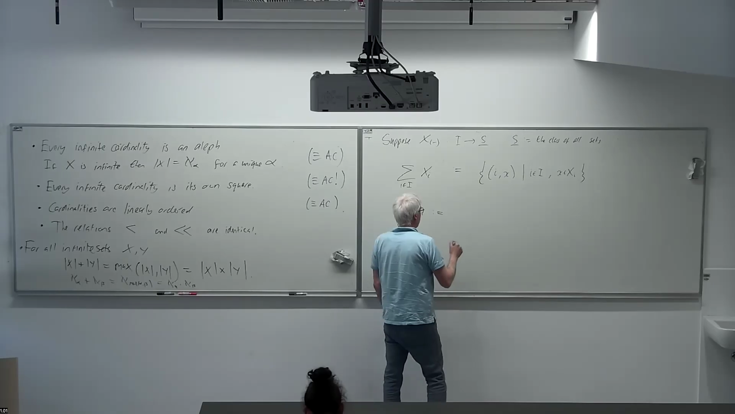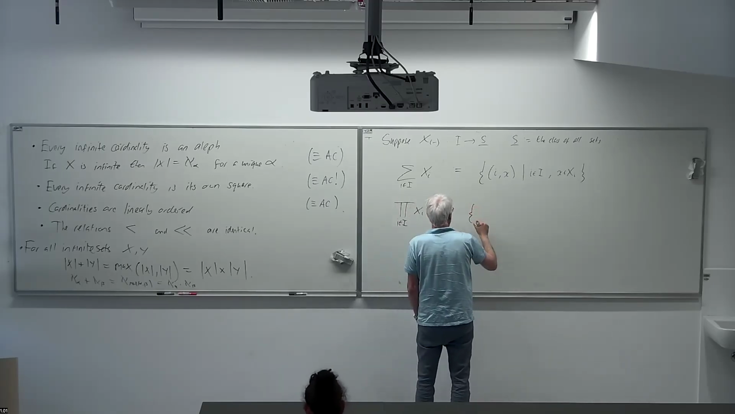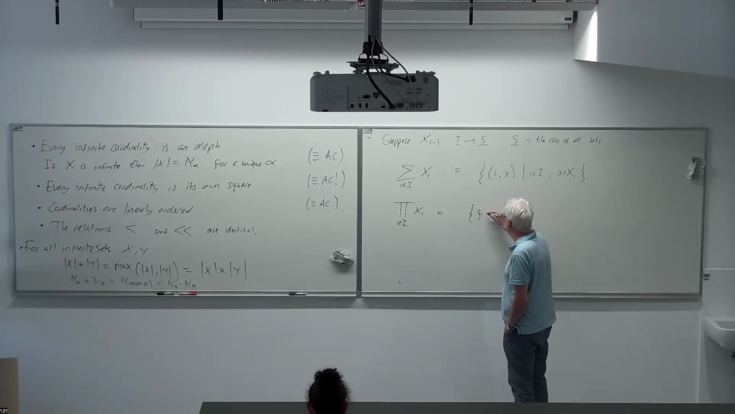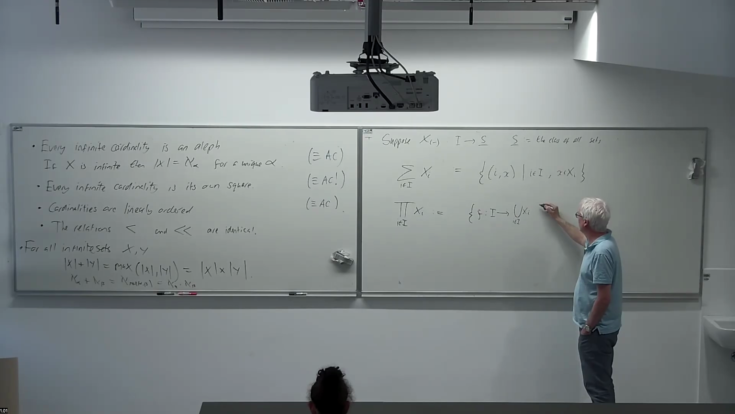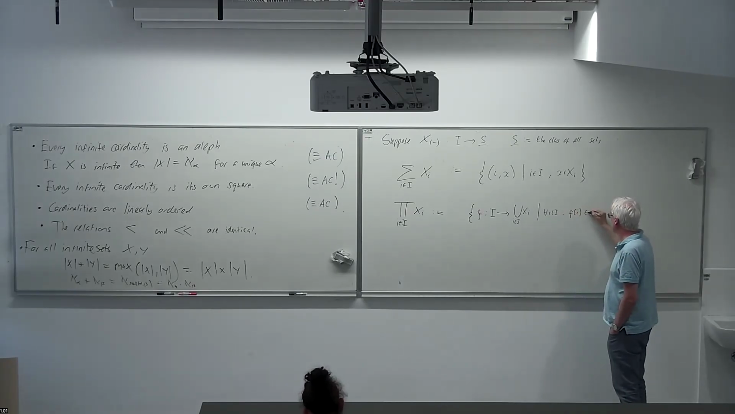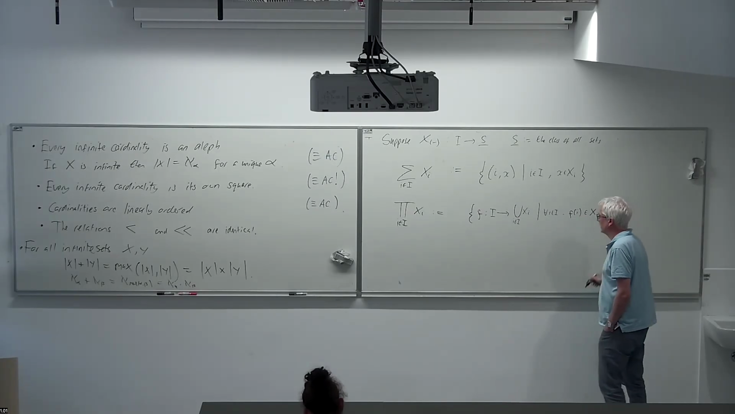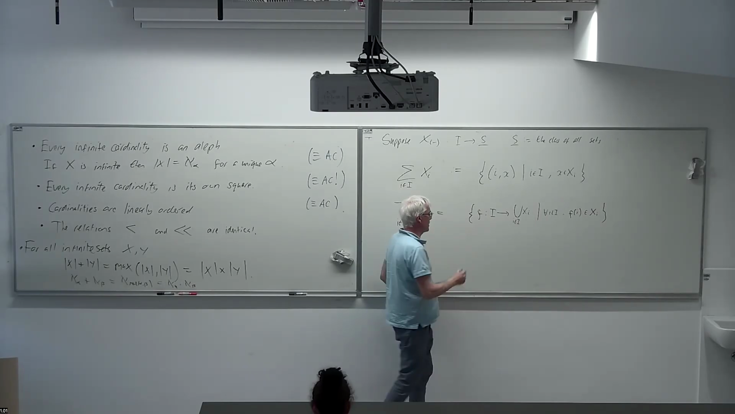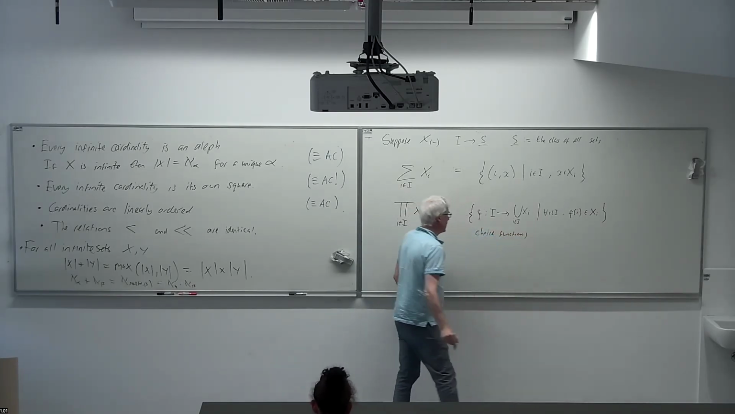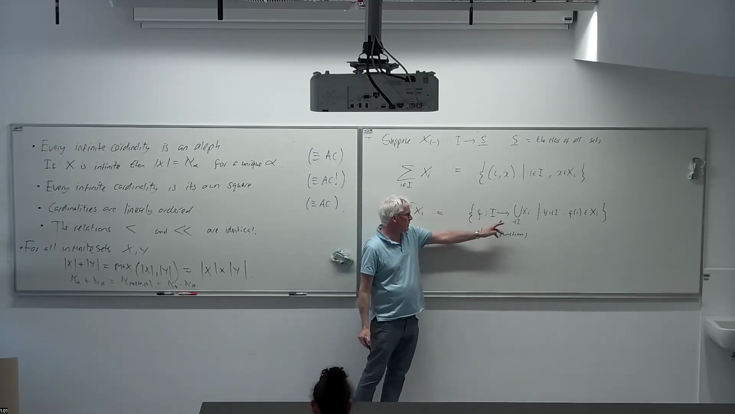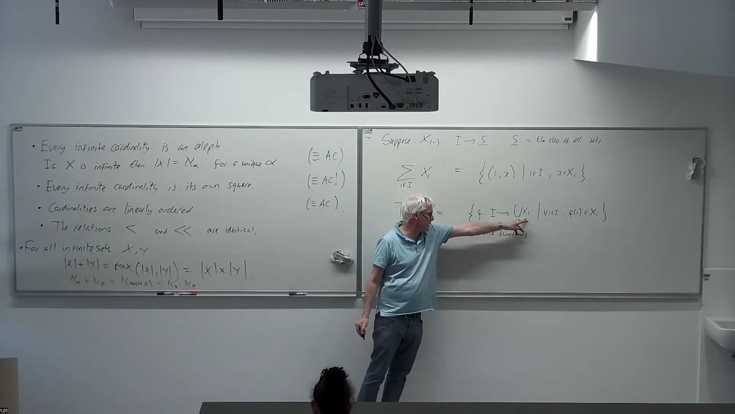And remember that we can view this as the set of all functions from the index set into the union of all the sets in the family. It enjoys the property that for all index elements i, f of i belongs to the set Xi. Such functions are sometimes called choice functions, because for each index i, a function is choosing an element out of the set Xi.